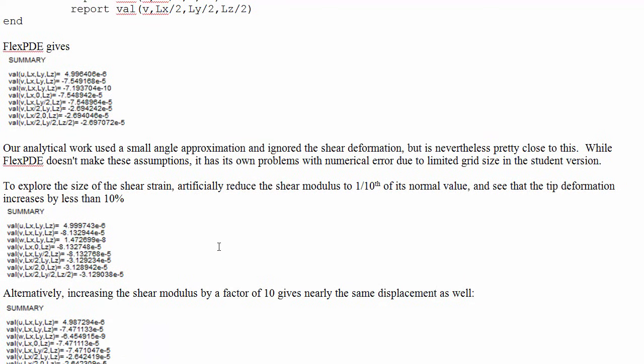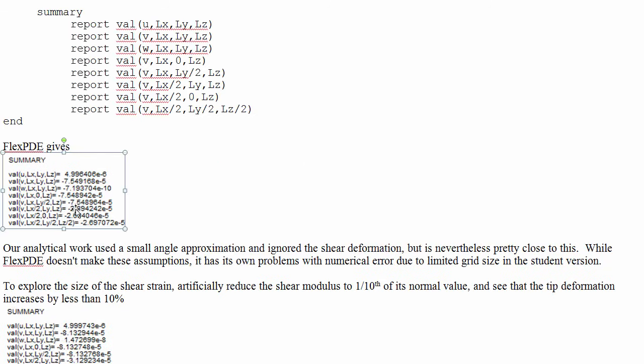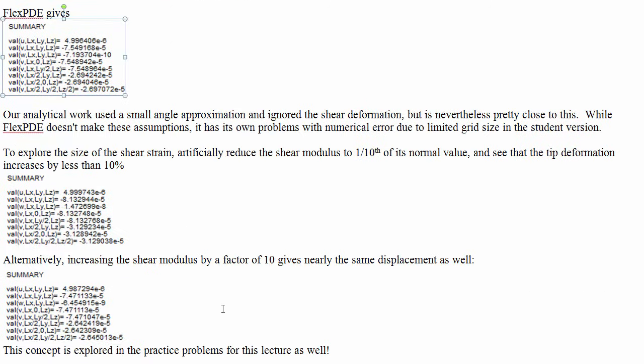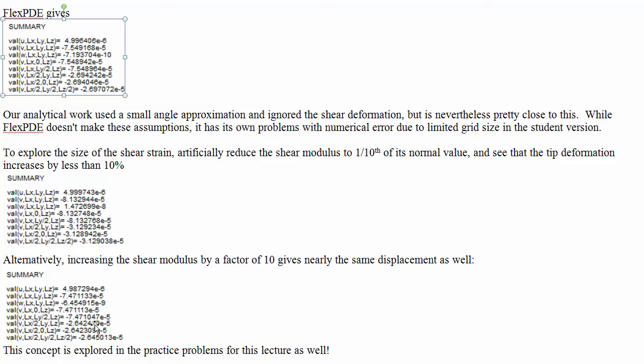Now, you can also increase the shear modulus by a factor of 10 to completely reduce the shear and see if it was making any kind of an effect. And yes, it was having some effect on things. At the tip now we have negative 7.47 instead of negative 7.54. So the shear was responsible for some of the deformation, and our analytical work ignores this, but it's not a very big deal if the beam is a lot longer than it is thick.